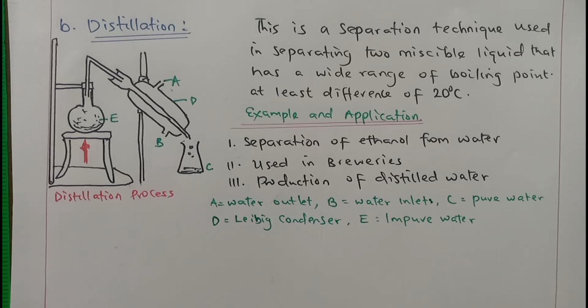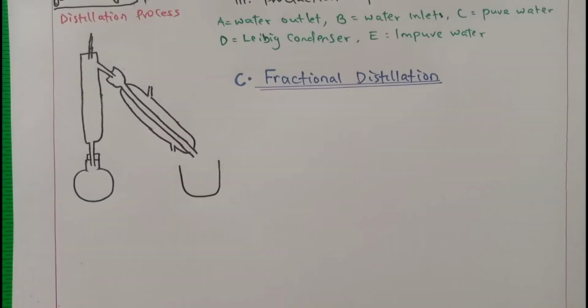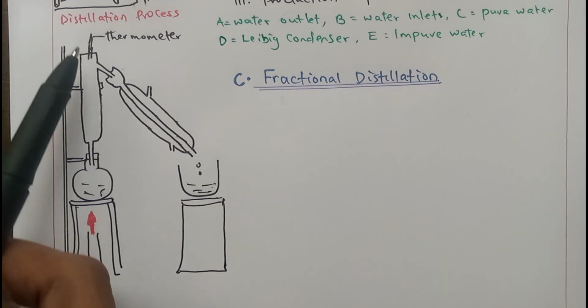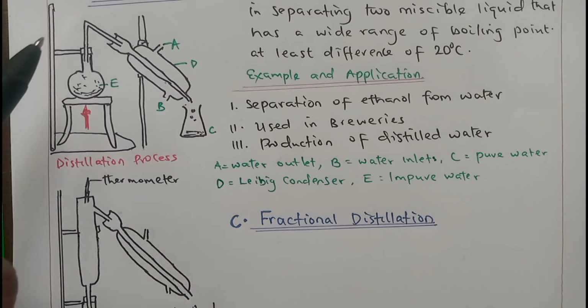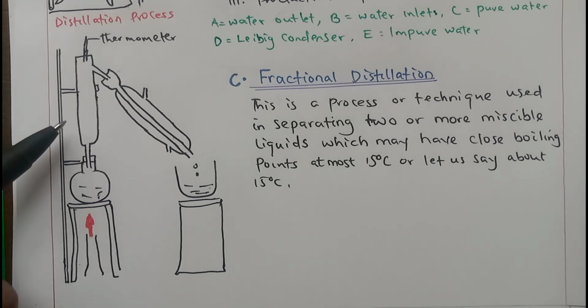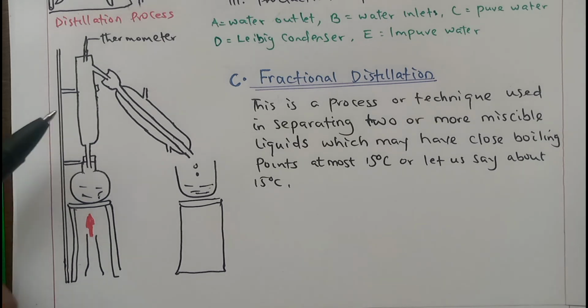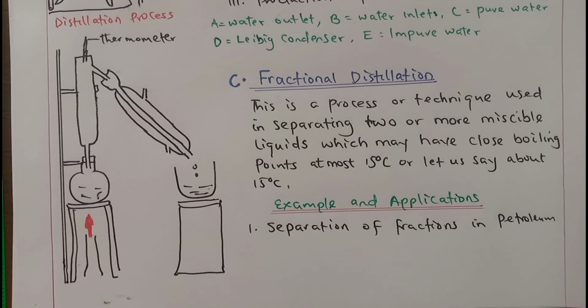Let's look at fractional distillation, another form of distillation. In fractional distillation, there is just an addition of what we call a fractionating column. Compare this with this. This does not have a fractionating column, but this one has a fractionating column. The function of this fractionating column is to permit only the fraction of the mixture that has reached a certain required boiling point, that is the temperature, to pass. It is mostly employed in the petroleum industries.